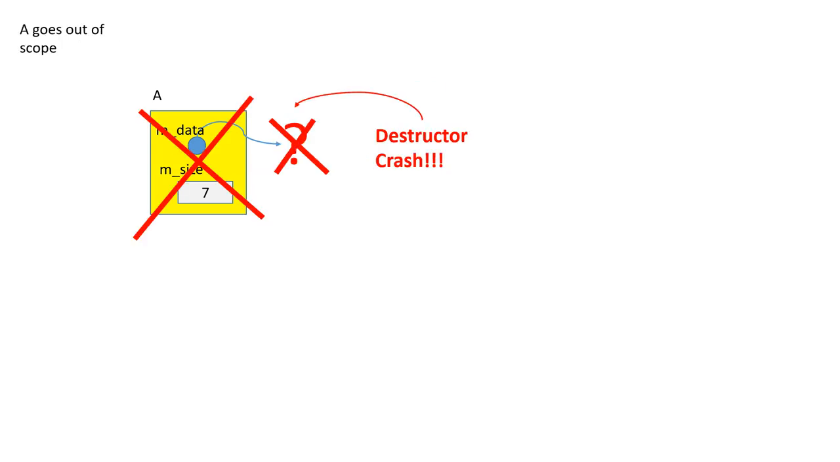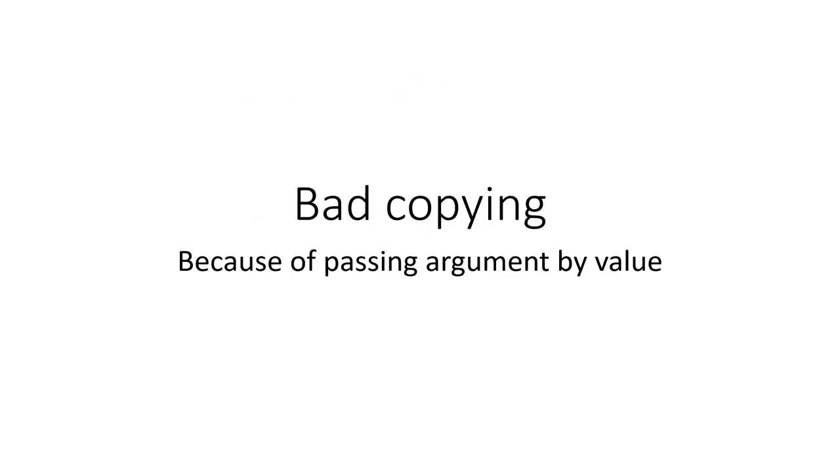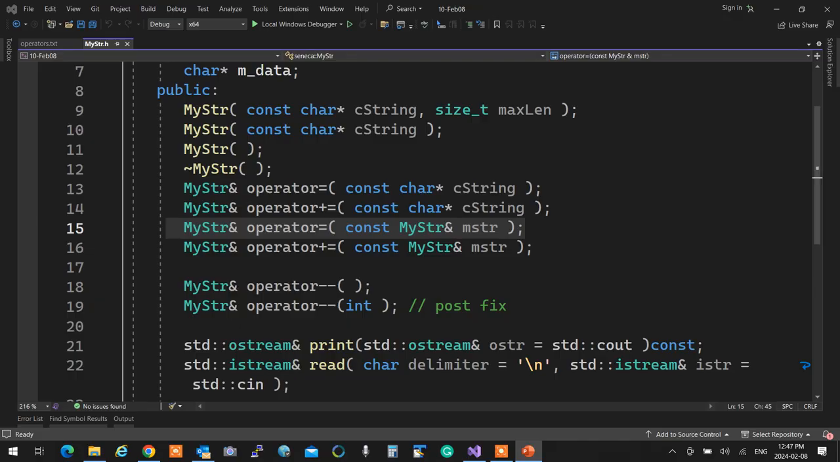So we should take over that copying too. We should take over copying. When does copying happen? When a new object is created using the data of another object, right? I say when a new object is created, what is being called?